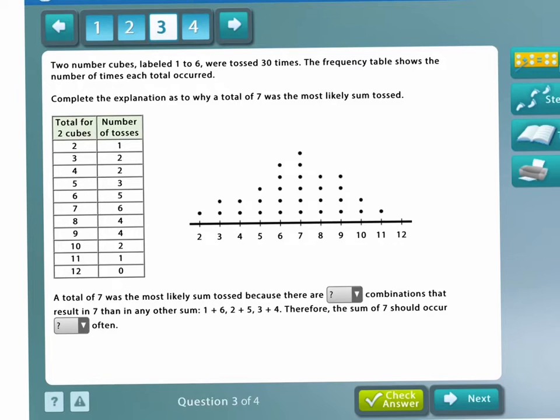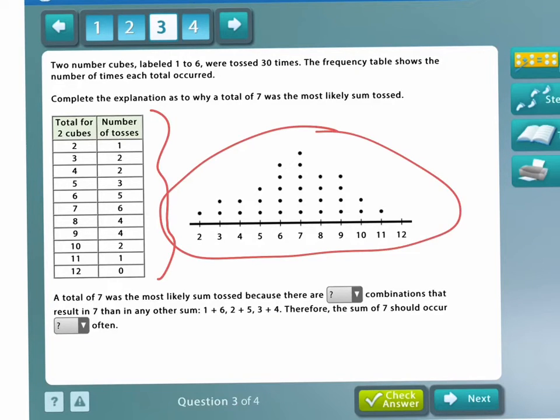Problem number 3 is very similar to problem number 2. They've already generated the table for you and they've generated the line plot with the data. They're asking why a total of 7 was the most likely. You can see that here, that 7 was the most likely outcome when they rolled the dice. But they're asking you why. So why would 7 come up the most often?